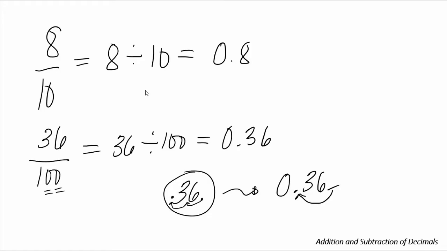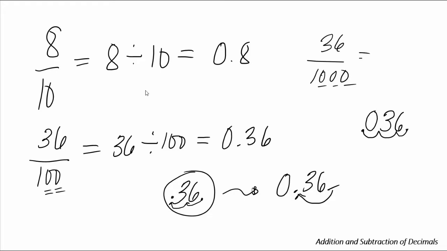If there are three zeros, for example, 36 divided by 1,000, what we do is take 36. How many zeros? 1, 2, 3. So from here, we move three times: 1, 2, 3. We put a 0 here to complete its place value. So 36 divided by 1,000, or 36 over 1,000, is equivalent to 0.036.